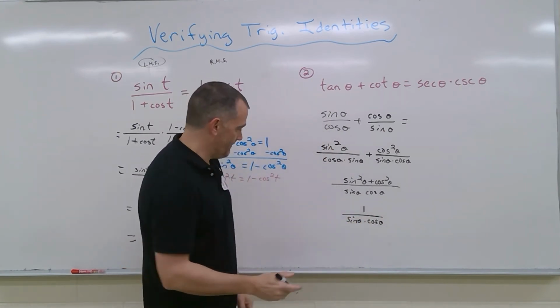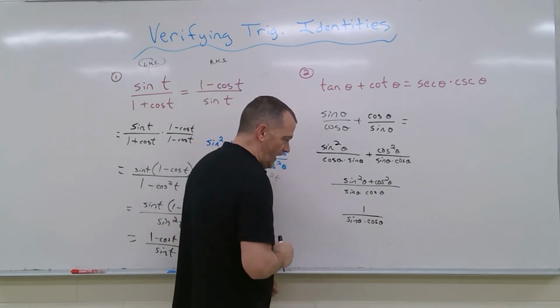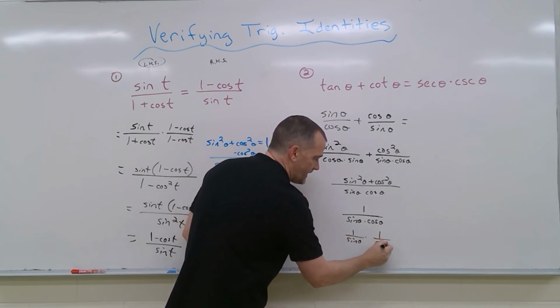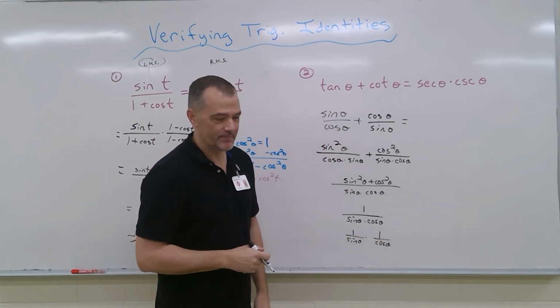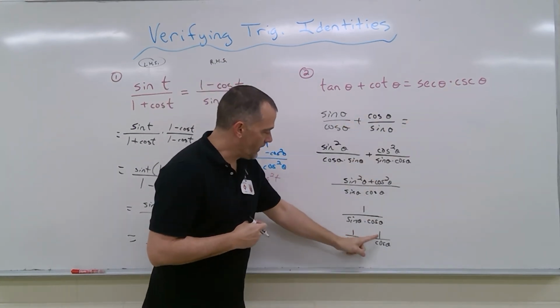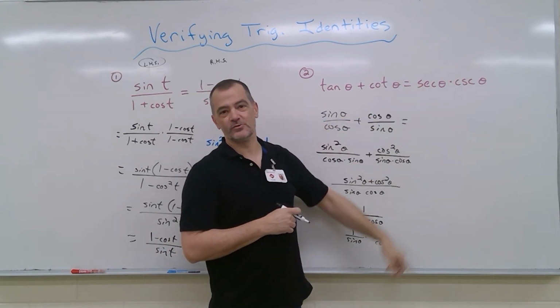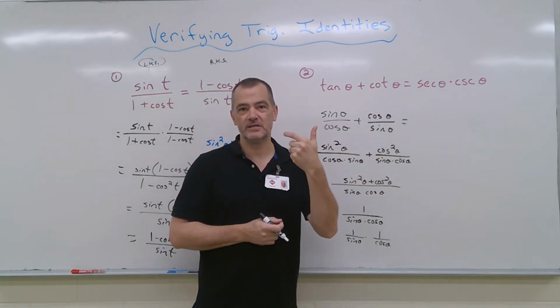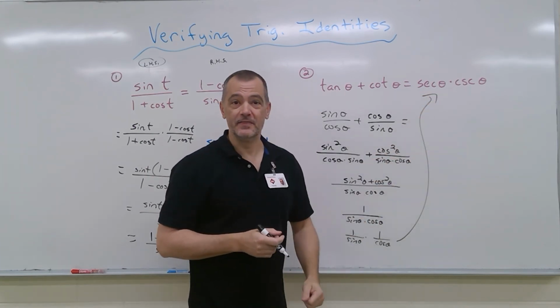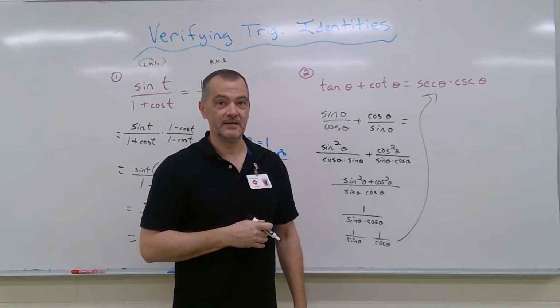And keep in mind, we can switch these around. We can do whatever we want to. We can write this as 1 over the sine of theta times 1 over the cosine of theta. And guess what? 1 over the sine of theta is your cosecant. 1 over cosine of theta is your secant. Multiplication, order doesn't matter. So we have verified this identity.